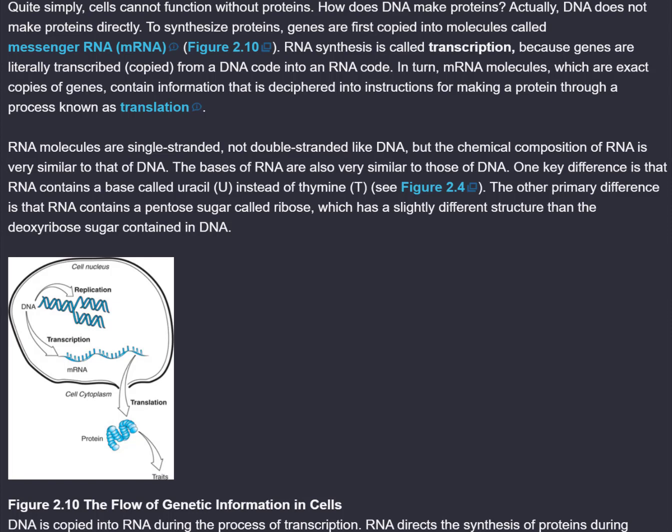How does DNA make proteins? Actually, DNA does not make proteins directly. To synthesize proteins, genes are first copied into molecules called messenger RNA, mRNA, Figure 2.10. RNA synthesis is called transcription, because genes are literally transcribed, copied, from a DNA code into an RNA code. In turn, mRNA molecules, which are exact copies of genes, contain information that is deciphered into instructions for making a protein through a process known as translation.